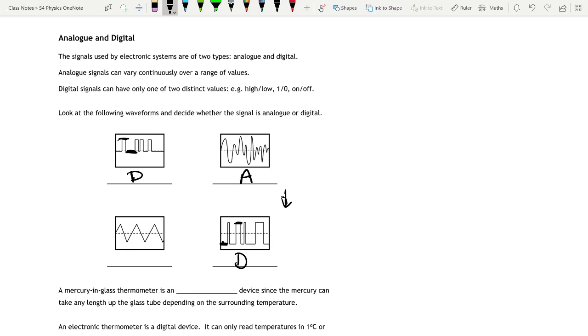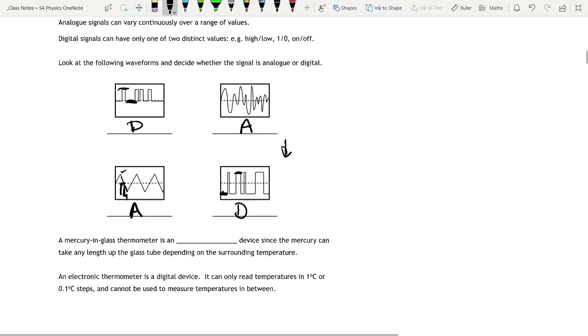So that's digital. The last one, quite often people get wrong because they think, oh, it's just this value or that value, but it's not because there are bits in between here. Okay, so we've got a value there and a value there. Okay, so that one is analog. That's tricky, that one.